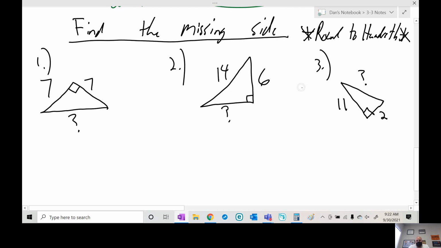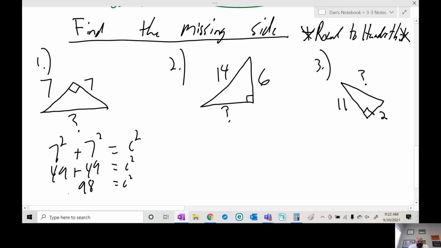All right, we're running a little low on time. It's okay if you didn't finish. Let's go through these and see if we can set them up. This first one, what's missing, a leg or a hypotenuse? So 7 squared plus 7 squared equals c squared. 49 plus 49 equals c squared. 98 equals c squared. Take the square root. That's one where we add them together.